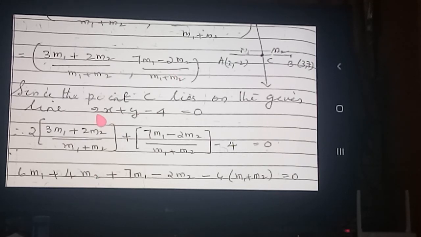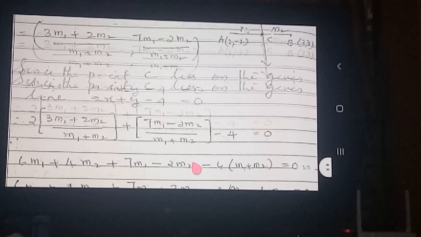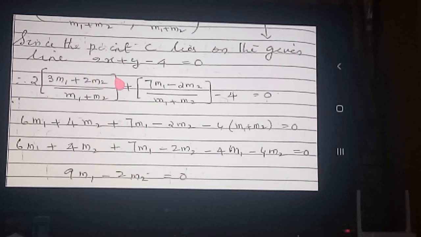Okay, apply here: 2 into, what's the x coordinate? 3m1 plus 2m2 divided by m1 plus m2, plus, now in the place of y you apply the value of y, 7m1 minus 2m2 divided by m1 plus m2, minus 4 equal to 0. Take the LCM. Applying inside, 2 into 3 is 6m1 plus 4m2 divided by m1 plus m2, and 7m1 minus 2m2 divided by m1 plus m2.